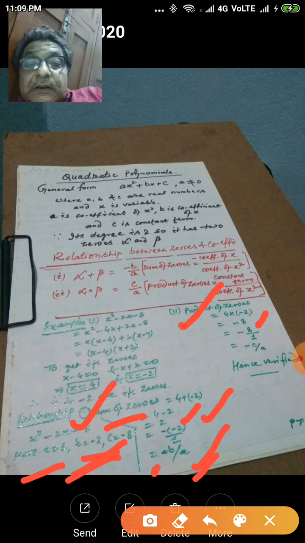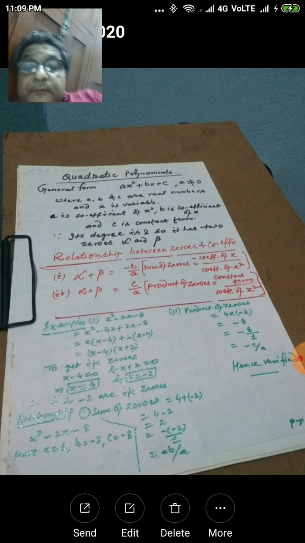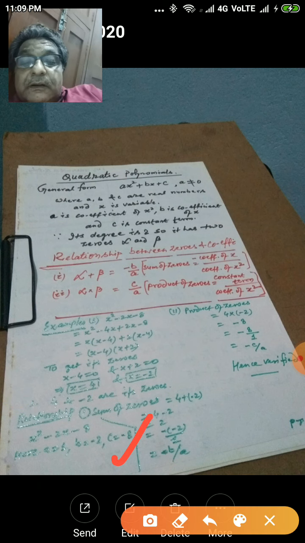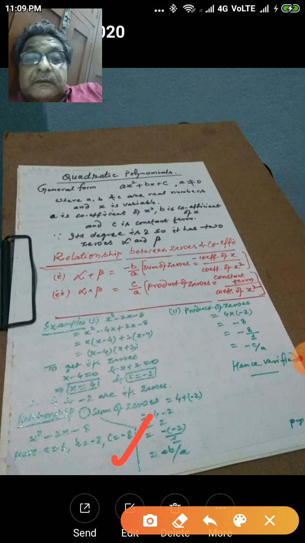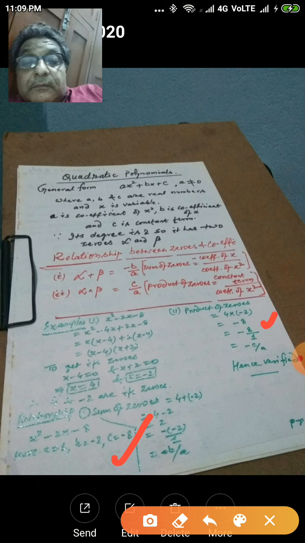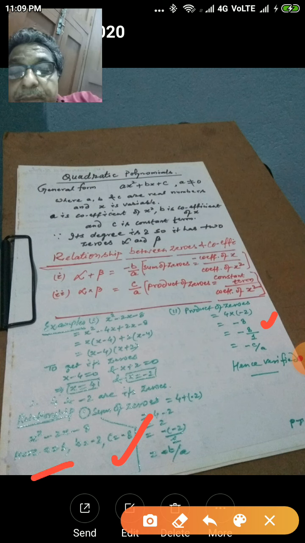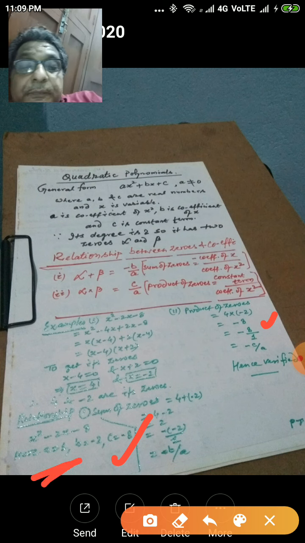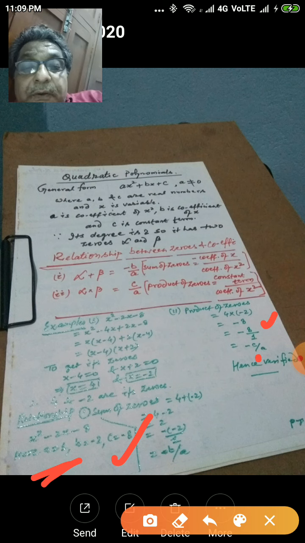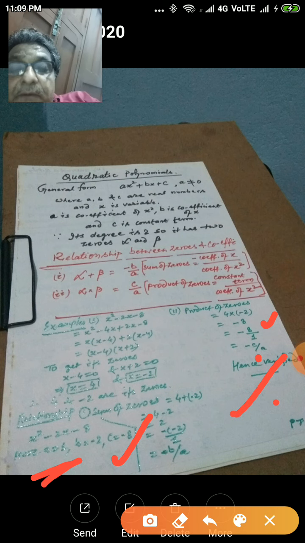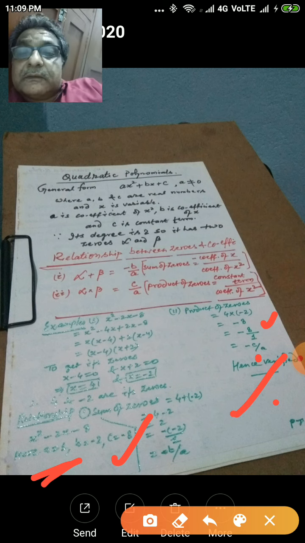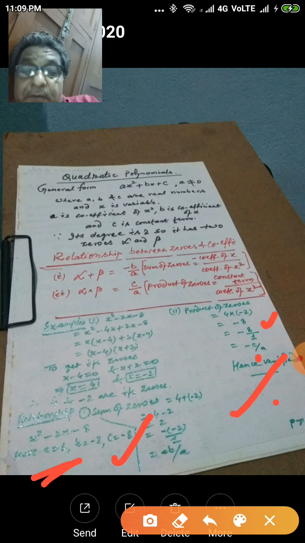Now you see minus 8 is here, and c is here, so in lieu of minus 8 we write c, and in place of 1 we write a. In this way we get product of zeros equal to c by a. Always in a quadratic polynomial we have got this relation.